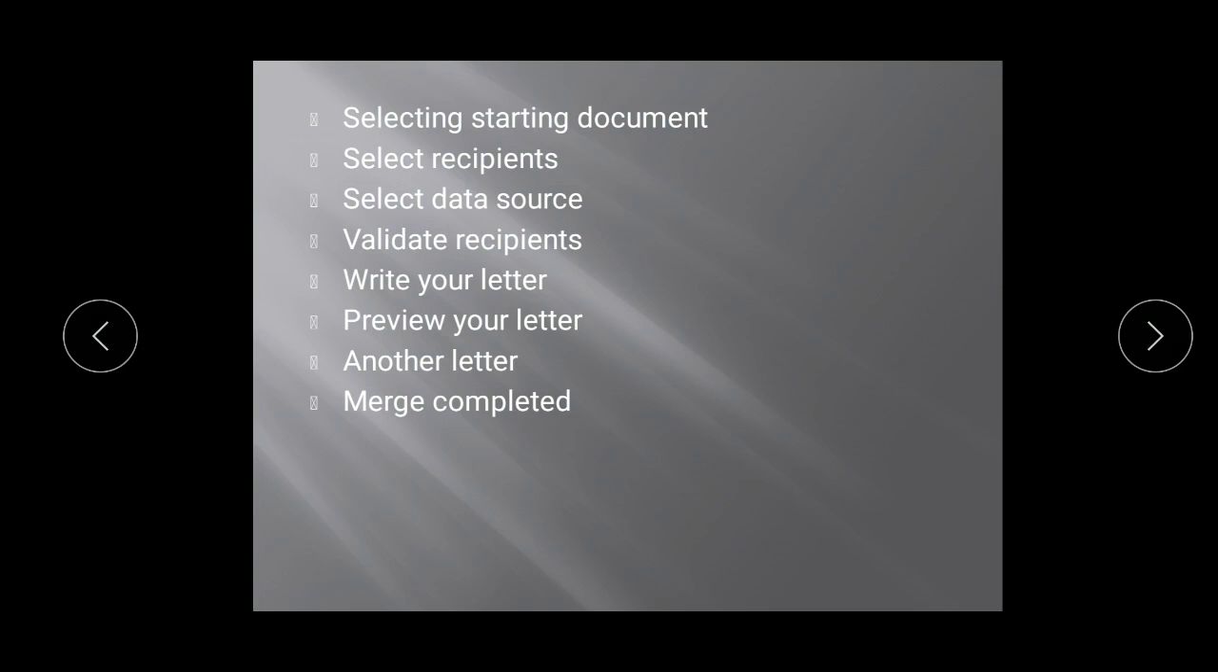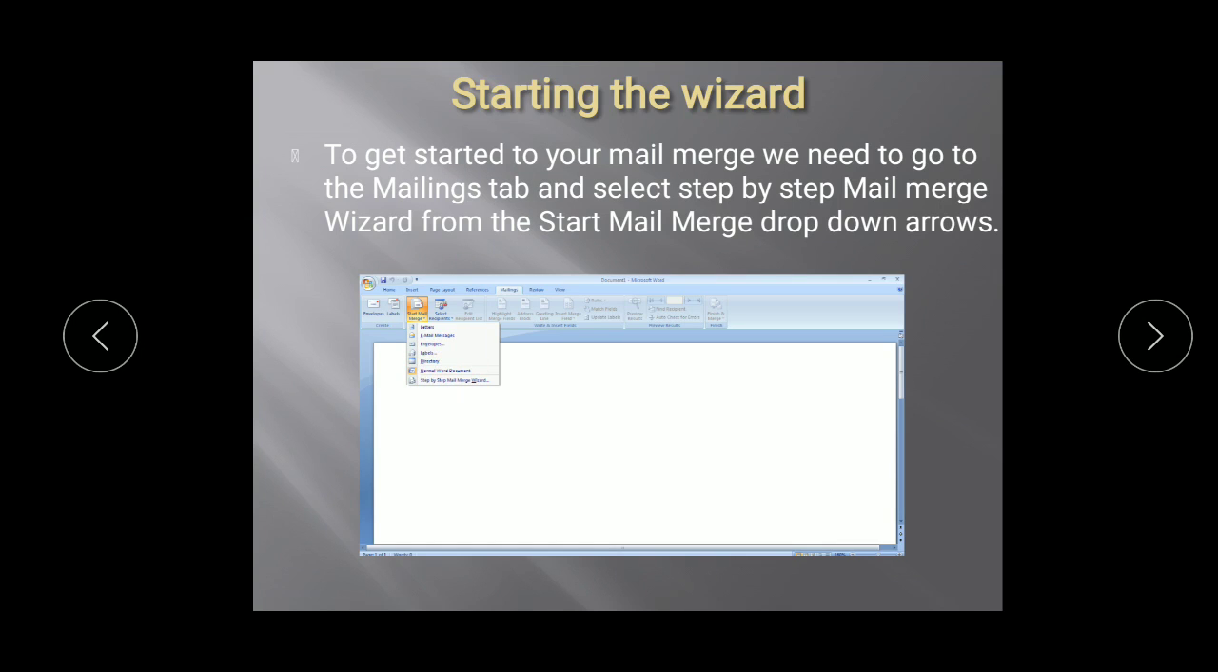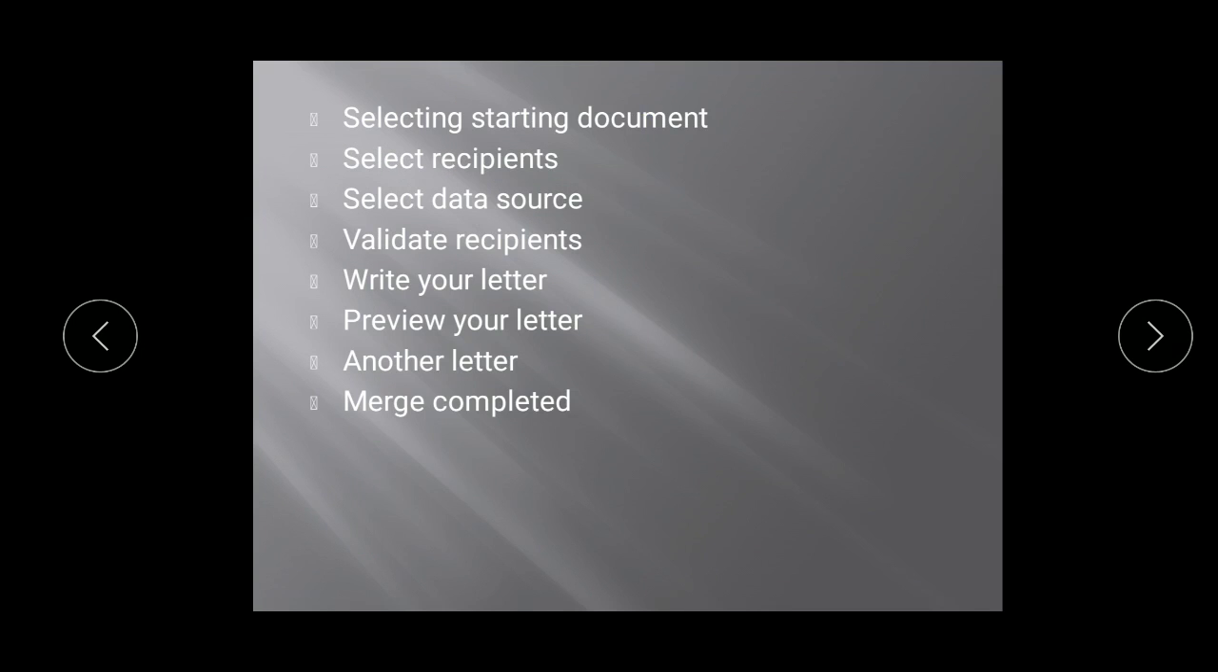So if I want to attach a Word document, I will just select a Word document here and select recipients whom I want to send the data. So after selecting the recipients, what I will do is select the data source, where I have to keep the data of the people whom I want to send to. Then validate the recipients, that they have the correct mail addresses. Preview your letter, that is whatever you are sending.